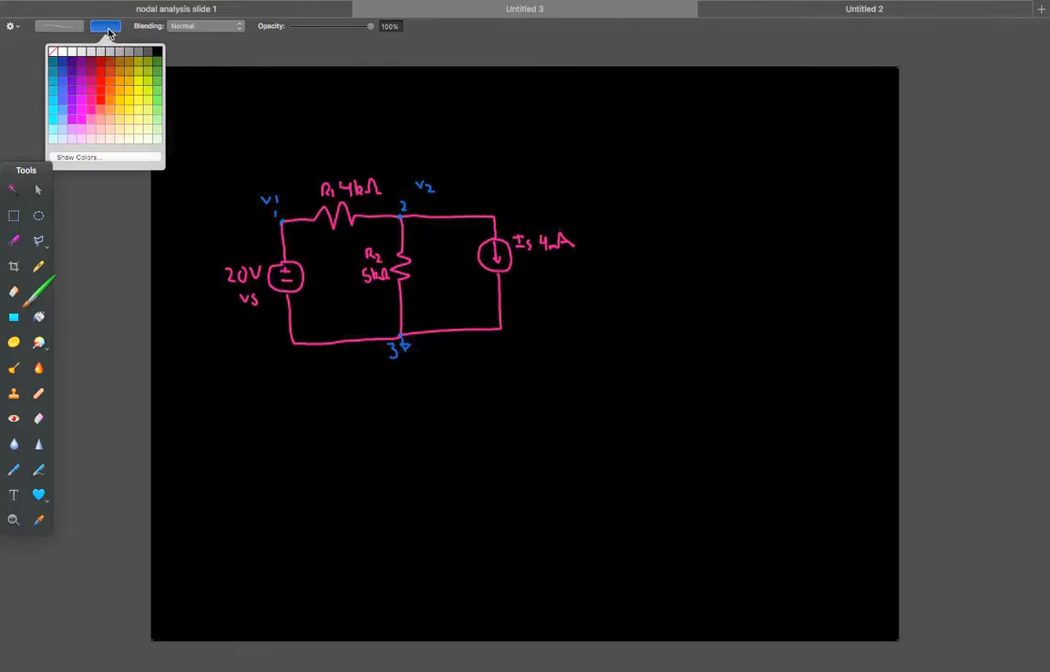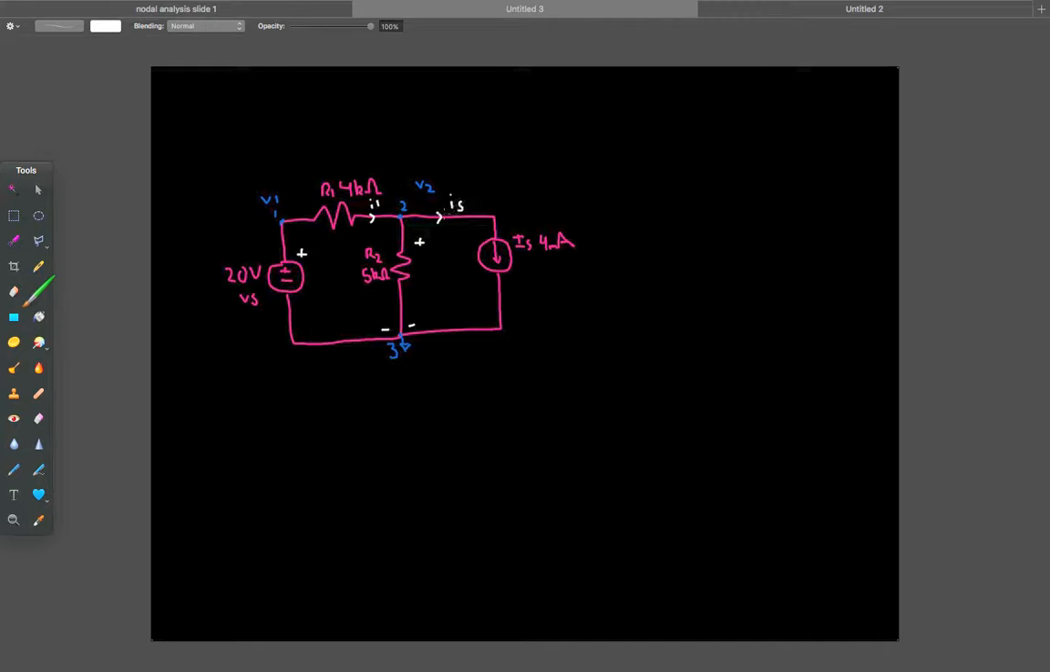Now we need to label the current directions and the polarities. So that's just positive. That's also positive. Here we have negative and negative. So now we've got I1 coming into the node, IS coming out of the node, and I2 going out of the node as well.